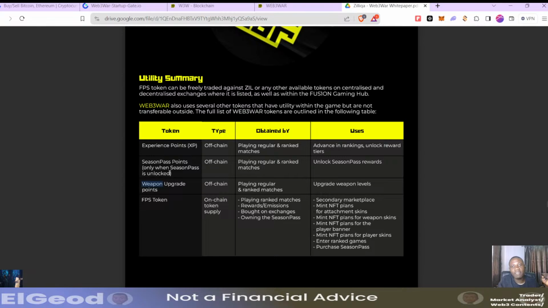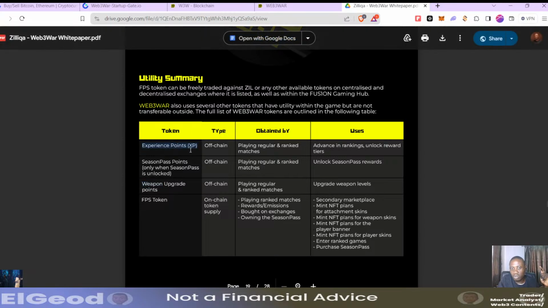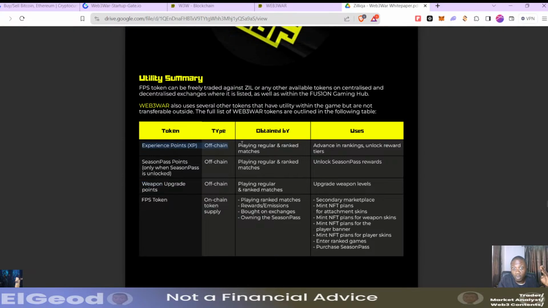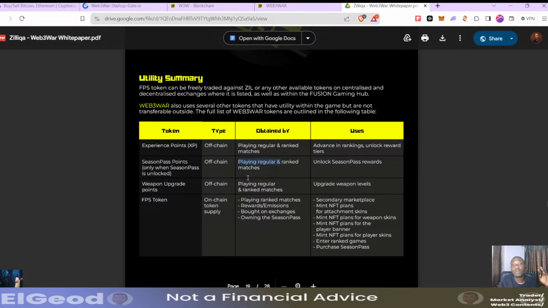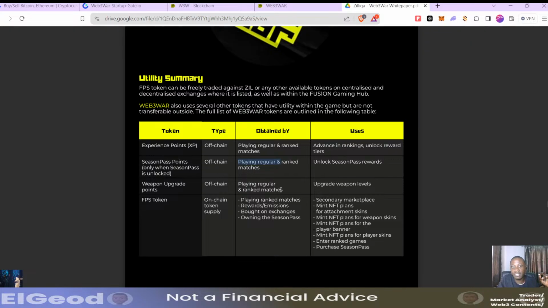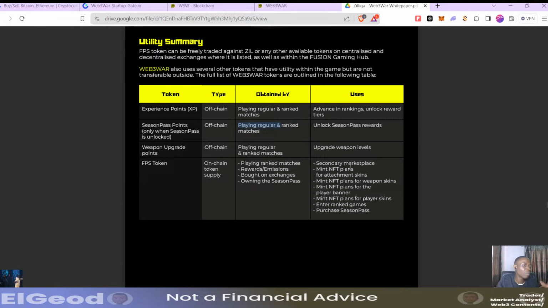Now, to obtain these tokens, especially the experience points, those who play regular and ranked matches get this XP. Those who play regular and ranked matches also get season pass points. And those who play regular matches also get weapon upgrade points. The utility of weapon upgrade points is to upgrade weapon levels, while that for season pass points is to unlock season pass rewards. XP, or experience points, is to advance the rankings and unlock reward tiers. Well, I think I'm going to stop there.